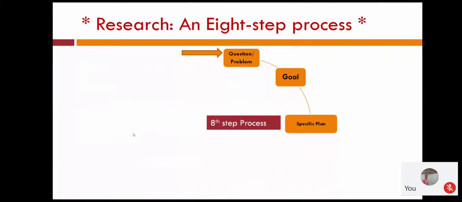The specific plan should be in accordance with the goal. If the question is different, the goal is different, and the plan itself is different, it will not have any connectivity. It will become irrelevant and will not be coherent. So there should be coherence, so that when you start asking a question, you have the same goal and the same specific plan for that particular goal.